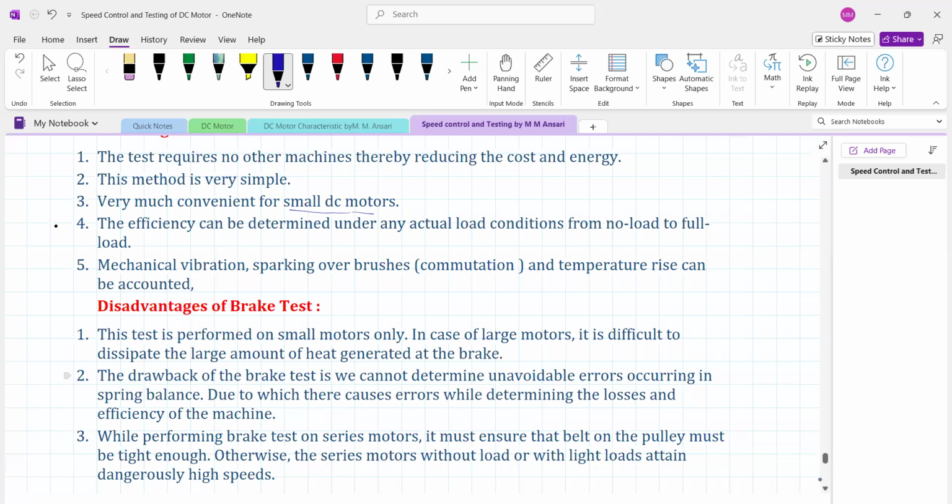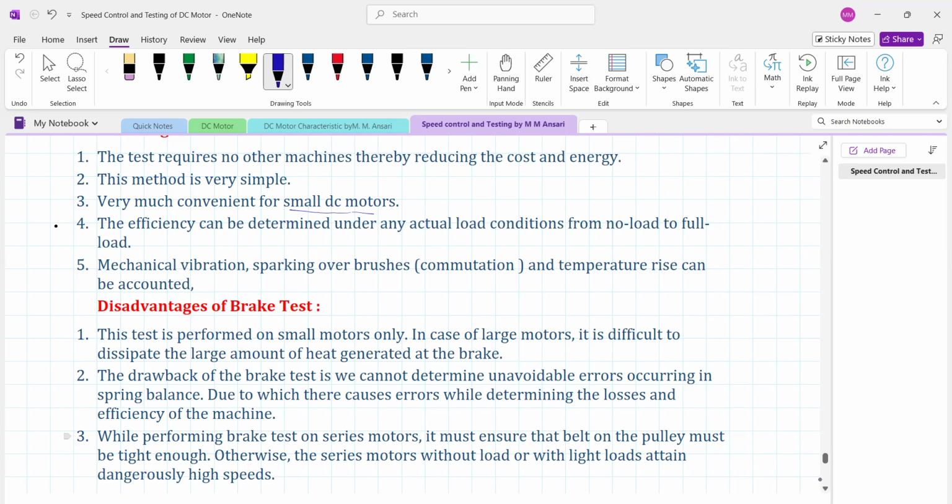Second, it is difficult to dissipate the large amount of heat generated at the brake, because there is continuous rubbing or friction between the belt and drum. Therefore, heat is generated. The drawback of the brake test is that we cannot determine the unavoidable error in the spring balance. The spring balance may lead to error, because it is continuously vibrating, so it is possible that it does not read the correct value. So this is one drawback.